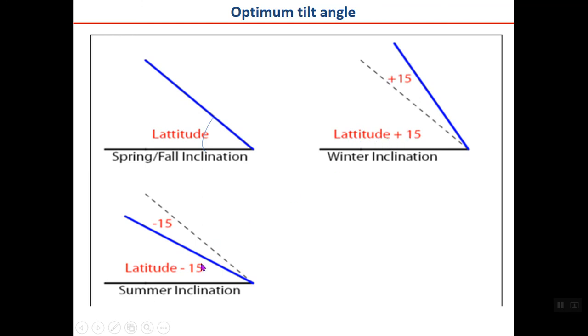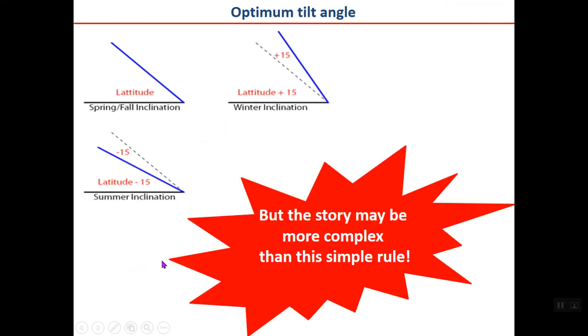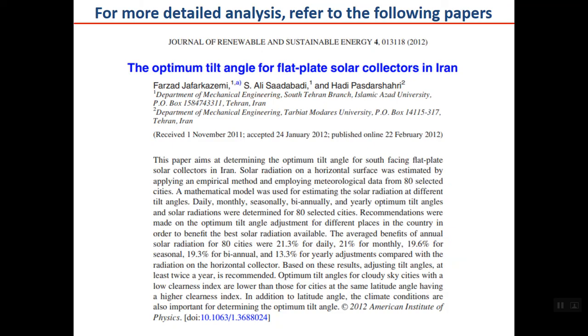And if you want the system to work in summer, for example, if you have a solar cooling system which is needed in summer, then the best angle may be the latitude minus 15. But actually the story is somewhat more complex than these simple rules.